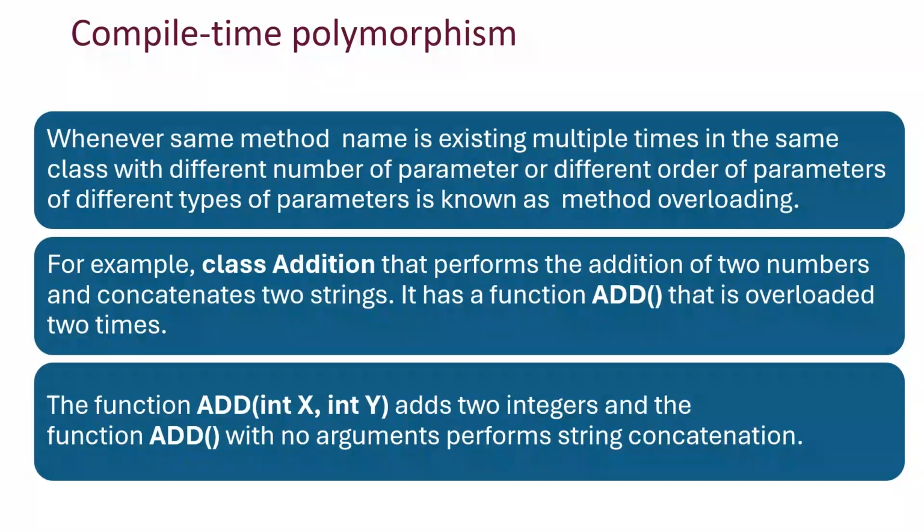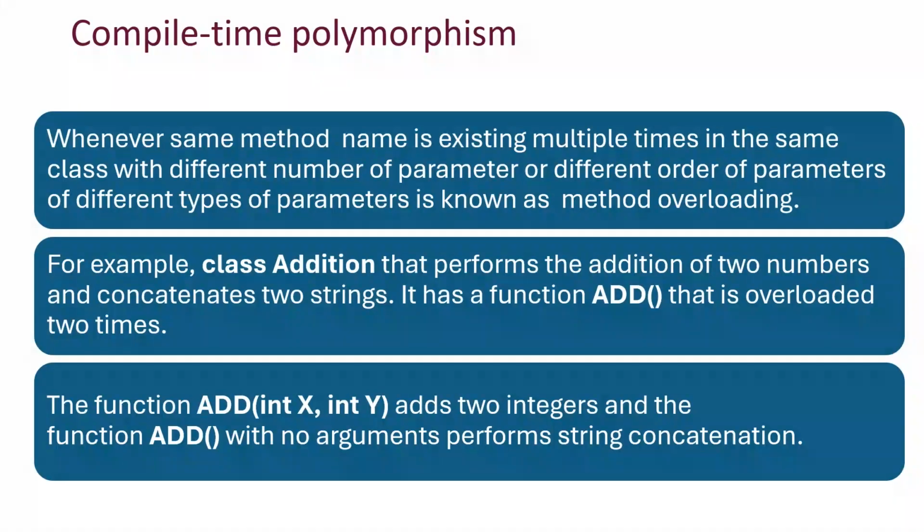In one class, different functions can be given. Different functions with the same name we are giving here. It means whenever the same method name or function name is existing multiple times, not one time. We are giving many functions with the same name in the same class with different numbers of parameters. Parameters can be different, or in a different order.